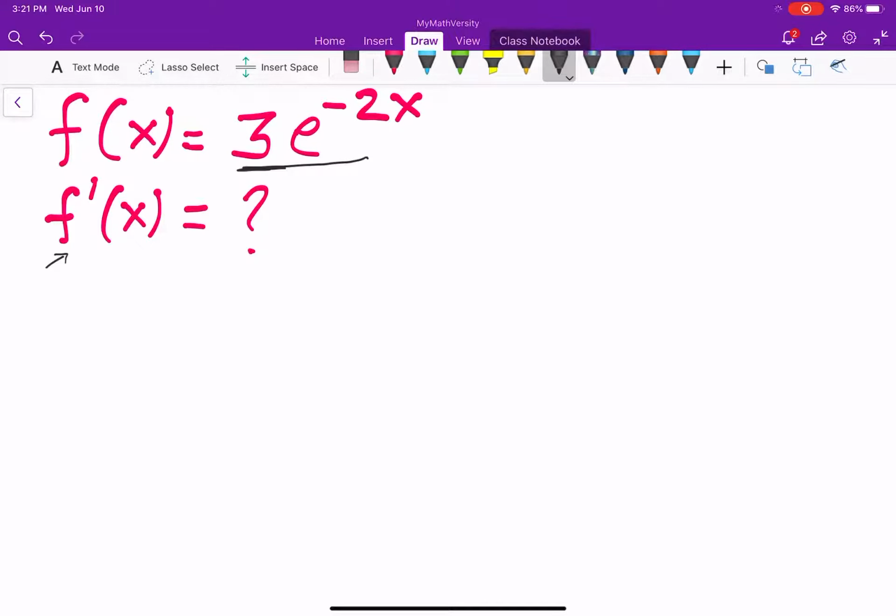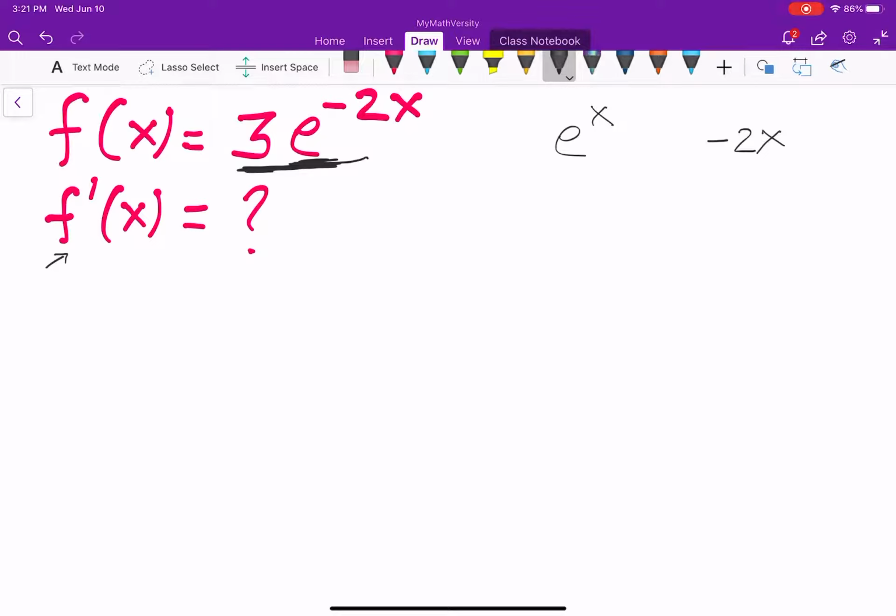Well, let's try to see what type of function we have. We have 3 times e to the power minus 2x, so it's something like a constant multiple, which is not a big deal. We can just take the constant out and find the derivative of e to the power minus 2x. But how do you find the derivative of e to the power minus 2x? You can see that e to the power x is the exponential function, and when you compose that with negative 2x, we get e to the power minus 2x.